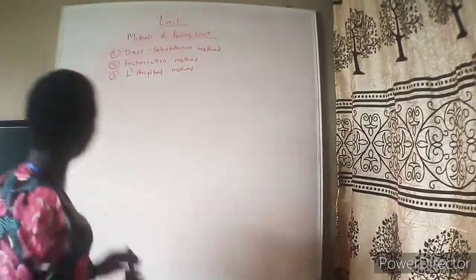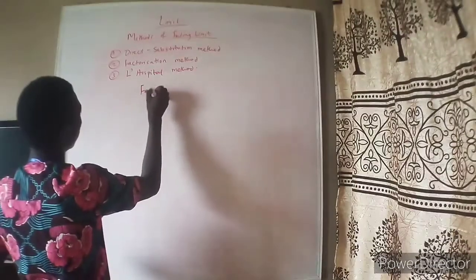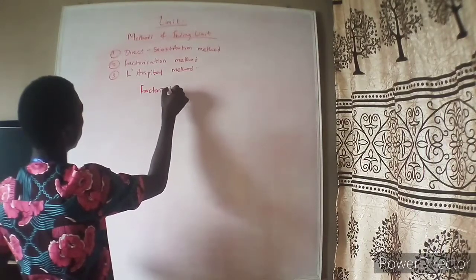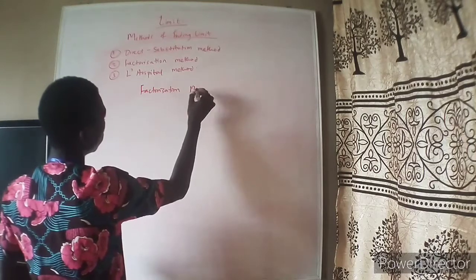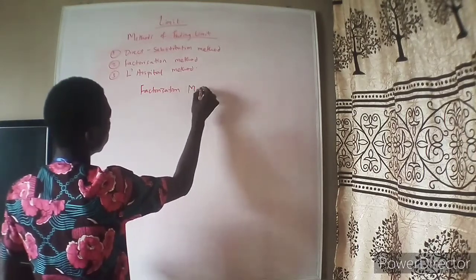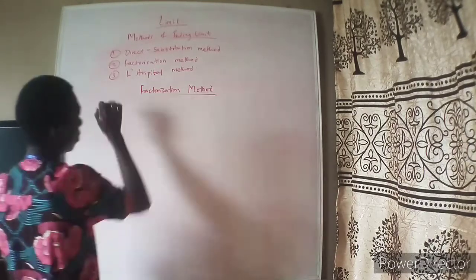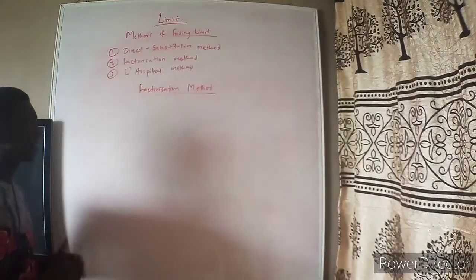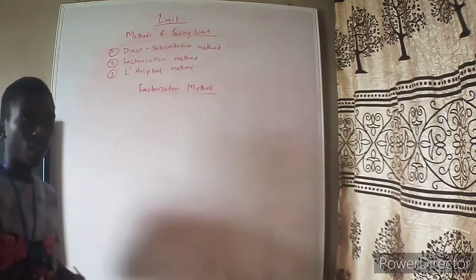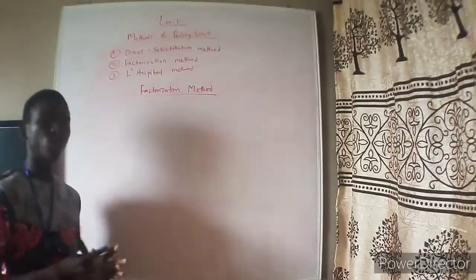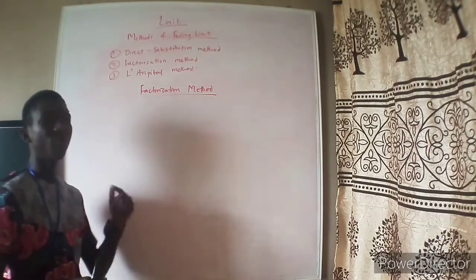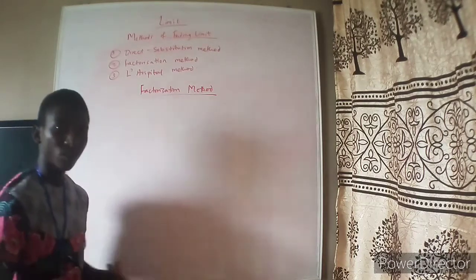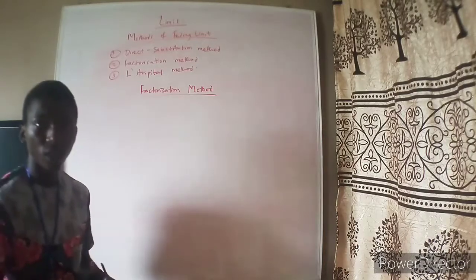So the part 2, I have my factorization method. Now, this method is used if and only if the given function is a fraction. Yes, if it is a fraction, and that's if the denominator and numerator of that given fraction are factorizable together.